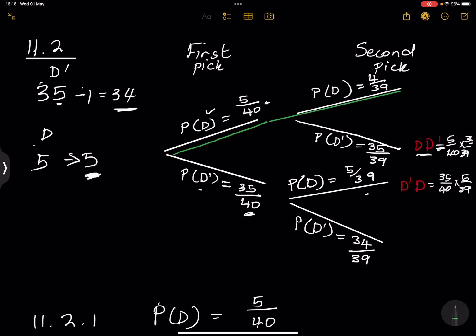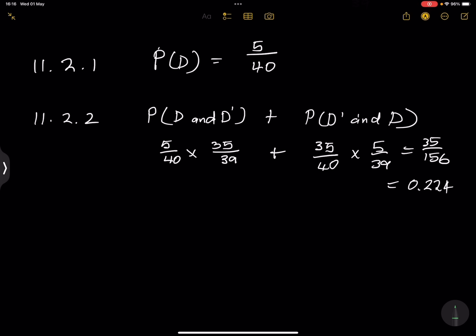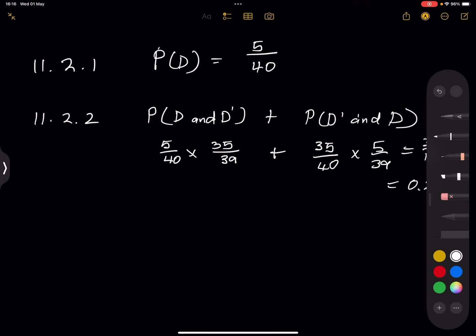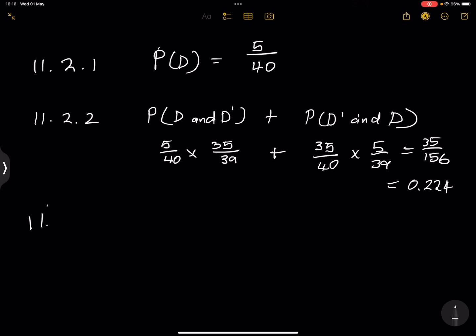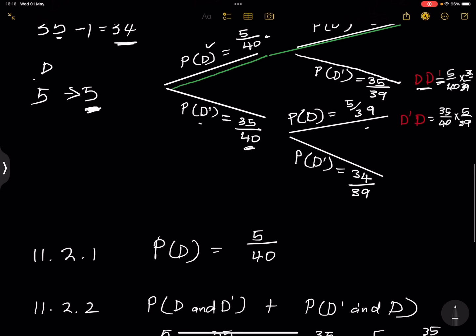So that would be 5 over 40 multiplied by 4 over 39. So we're going to say for this guy, right, that's 5 over 40, so that's 11.2.3. So the probability of defective and defective, that would be equal to 5 over 40 multiplied by 4 over 39.